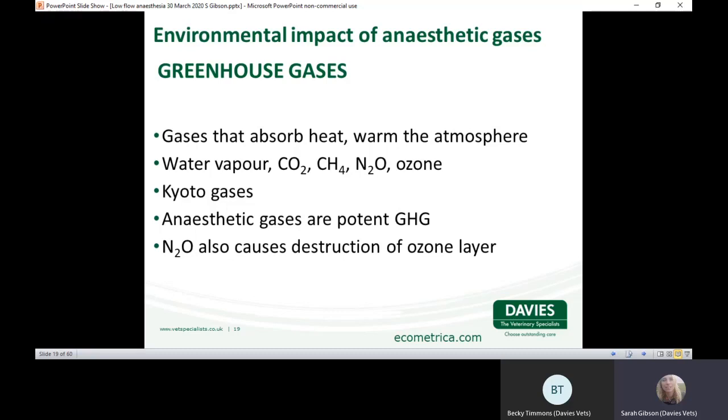The Kyoto Treaty is an international agreement to control the levels of about 7 greenhouse gases, and nitrous oxide is one of the gases on the list. Anaesthetic gases, the volatile ones, are potent greenhouse gases. And in addition, nitrous oxide also causes destruction of the ozone layer.